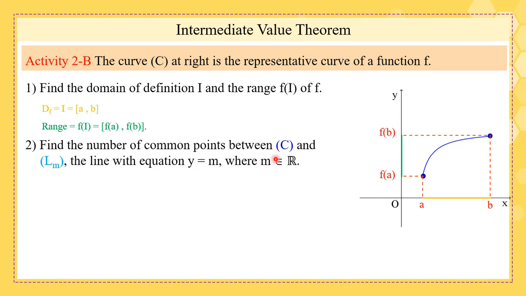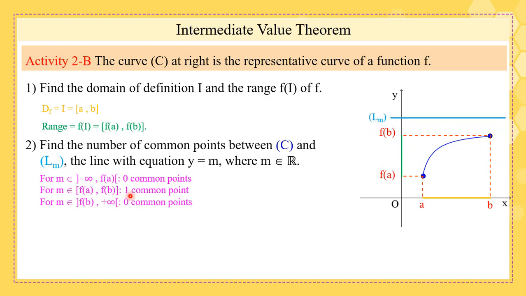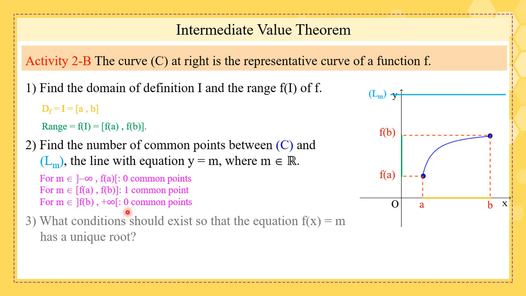Now find the number of common points between the curve C and the line Lm. Let's see, this is the line. We can see that we have no common points. Then from f of a to f of b we have only one common point, and then from f of b open to plus infinity we have 0 common points.